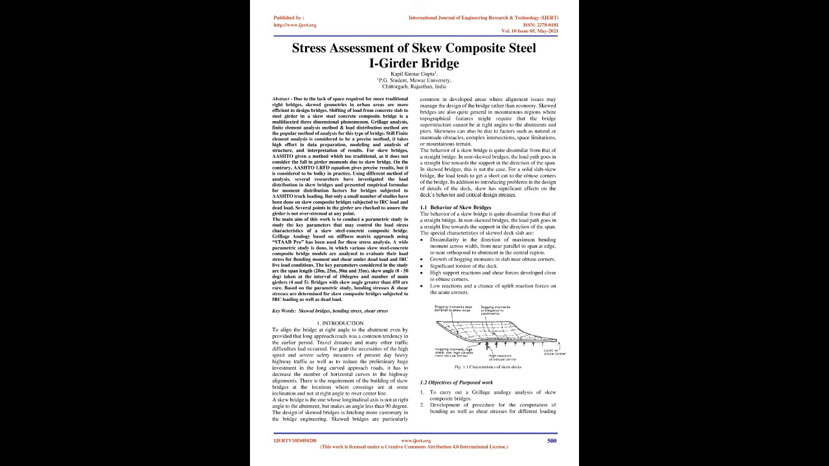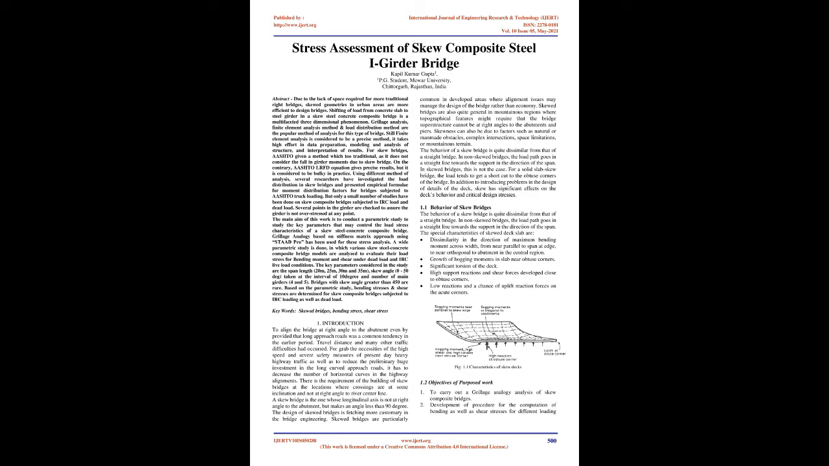Using different methods of analysis, several researchers have investigated the load distribution in skew bridges and presented empirical formulae for moment distribution factors for bridges subjected to AASHTO truck loading. But only a small number of studies have been done on skew composite bridges subjected to IRC load and dead load. Several points in the girder are checked to assure the girder is not overstressed at any point. The main aim of this work is to conduct a parametric study to study the key parameters that may control the load stress characteristics of a skew steel concrete composite bridge.